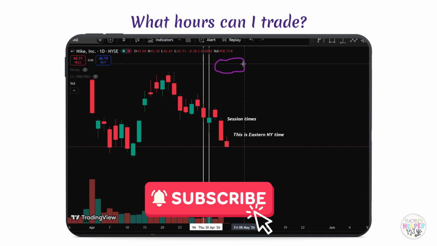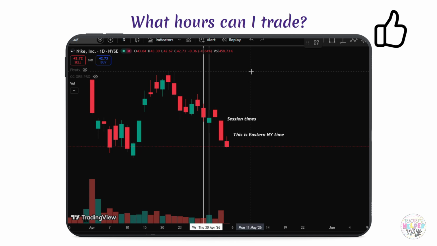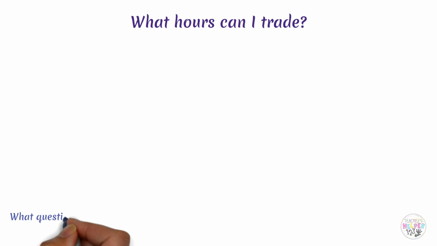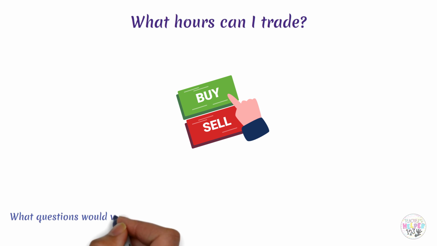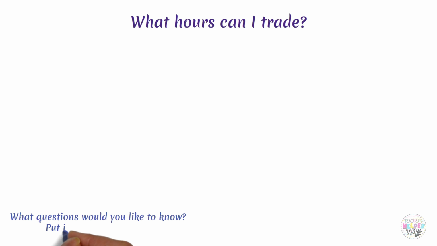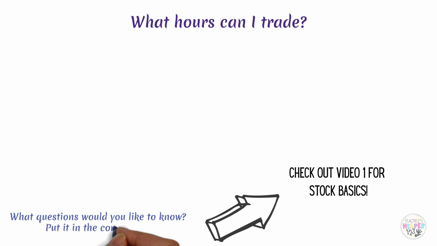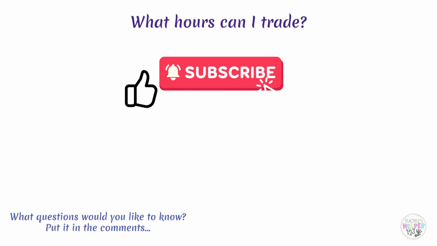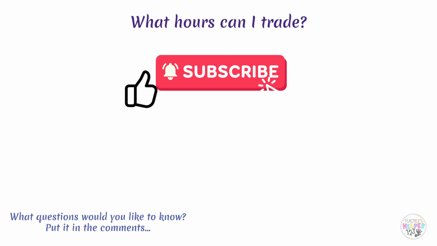So I hope you have a better understanding of how the market works. It's an auction between buyers and sellers. Bulls push prices up and bears push prices down. Candles tell the story and trends show direction. Support and resistance show key levels and volume shows strength. And sessions tell us when the action happens.